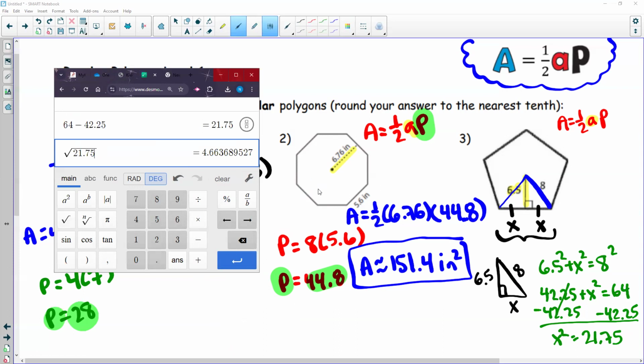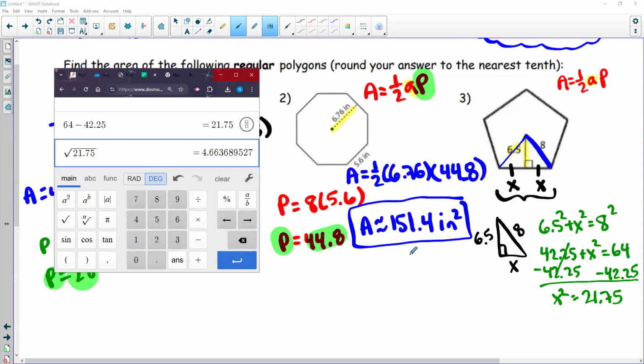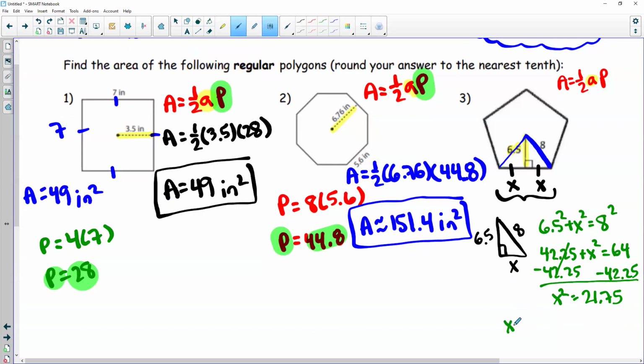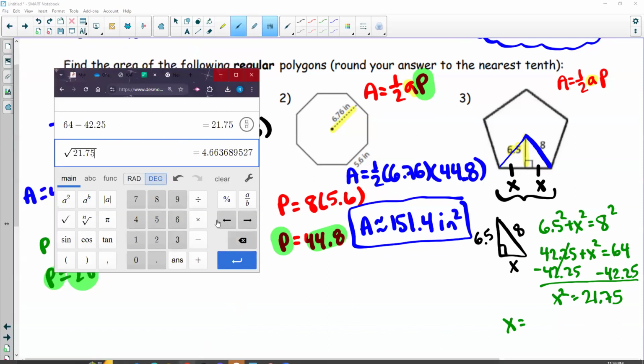So what you'll notice here is that that gives us approximately, so let me take that back. I'm sorry. We typically don't want to round until the very end, right? The more numbers we have after the decimal, the more accurate we are. So we have approximately 4.663689527. That decimal technically goes on forever.